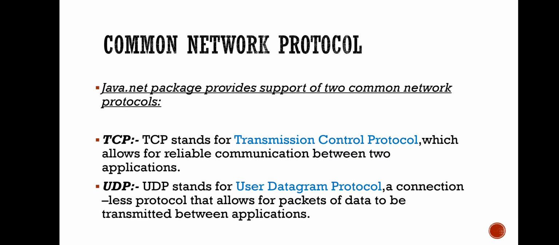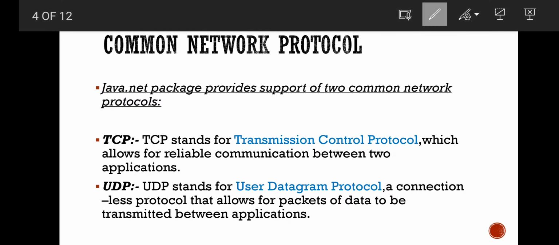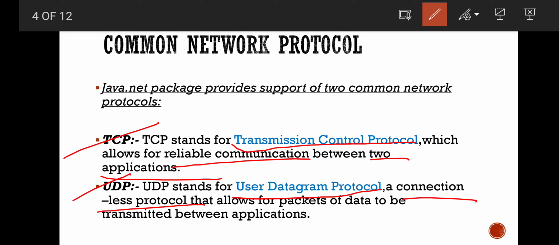So the next concept we are learning is common network protocol. Java net package has two common network protocols. One is TCP and the other is UDP. So what does TCP stand for? TCP is Transmission Control Protocol. This helps to allow reliable communication between two applications. So what is UDP? UDP stands for User Datagram Protocol. This is a connectionless protocol which allows packets of data to be transmitted between applications.